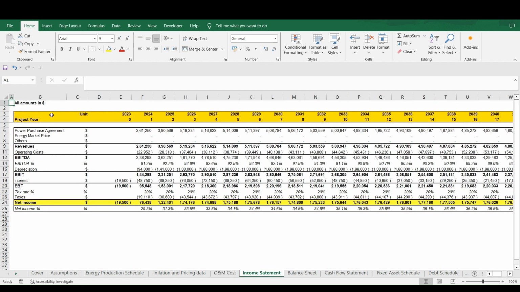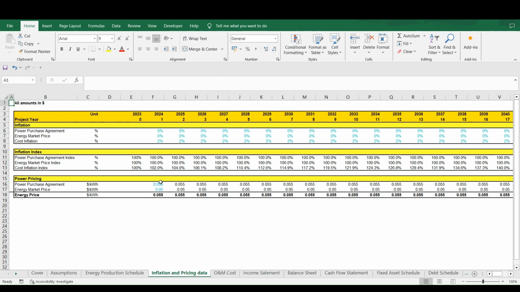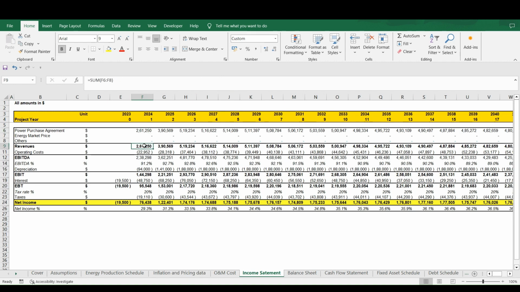Next, we have our income statement in which we get the revenue generated by power purchase agreement. As you can see, it is the energy production schedule F51 and inflation pricing data. That is the amount of energy generated by the power purchase agreement multiplied by the pricing that we are having in the inflation and pricing here. Then we have the revenue generated, and we have the cost from operation and maintenance cost. Then we have our depreciation that will come from the fixed asset schedule that we'll discuss in a moment. Next, we have the interest that we'll calculate from our debt schedule. And then we have EBT. And at the later stage, we get the net income for our power plant.